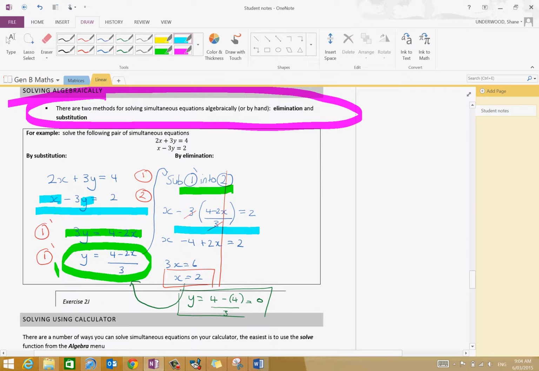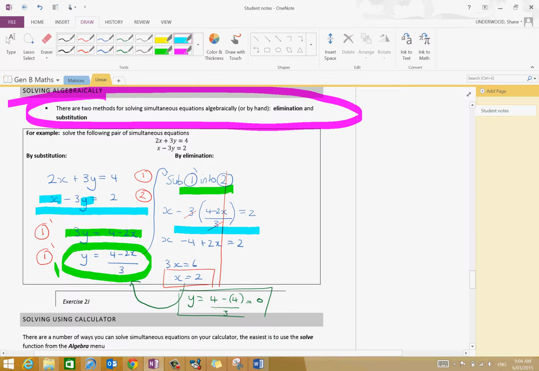As it turns out, the 3's cancel out, however the negative stays. So we've got x subtract 4, negative 2x is plus 2x is equal to 2. I've rearranged that equation, simple algebra, you could use your calculator too, x is equal to 2. And then finally, to find y, I've then subbed it back into any equation.